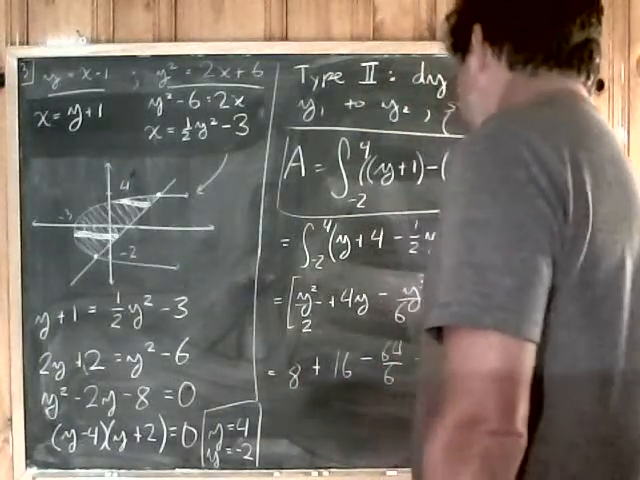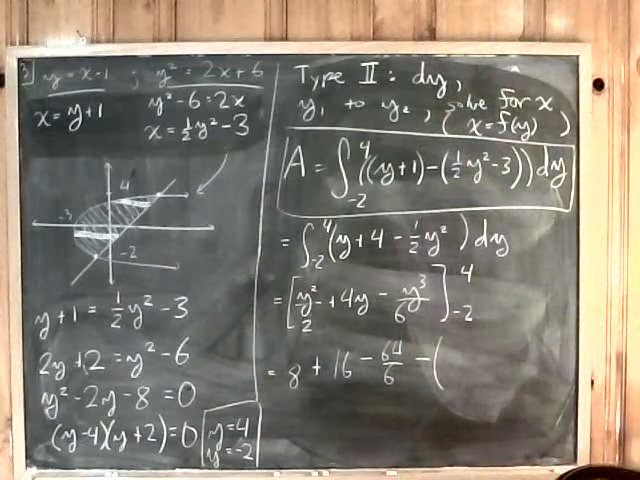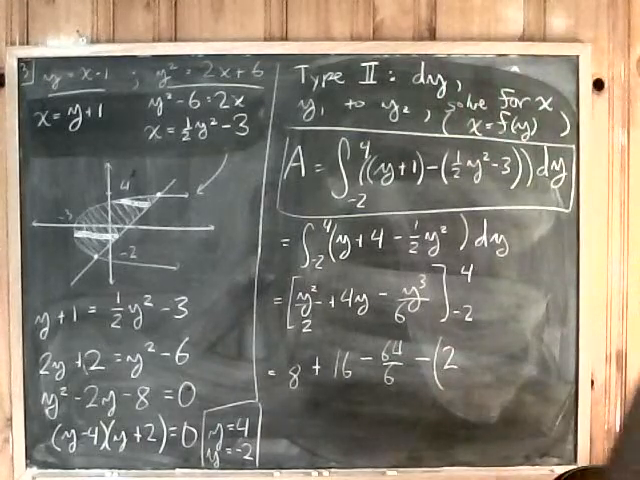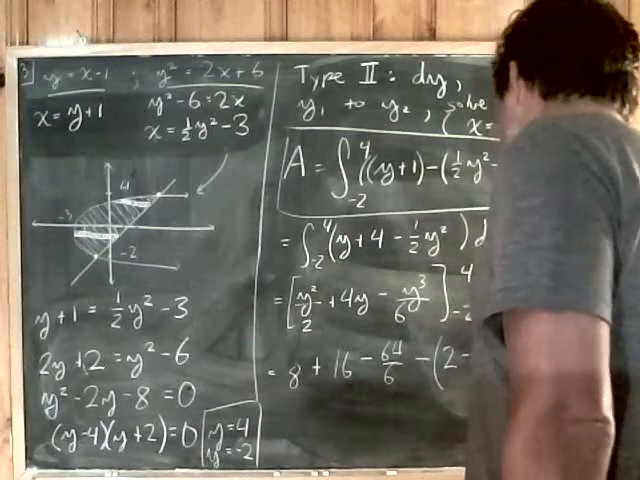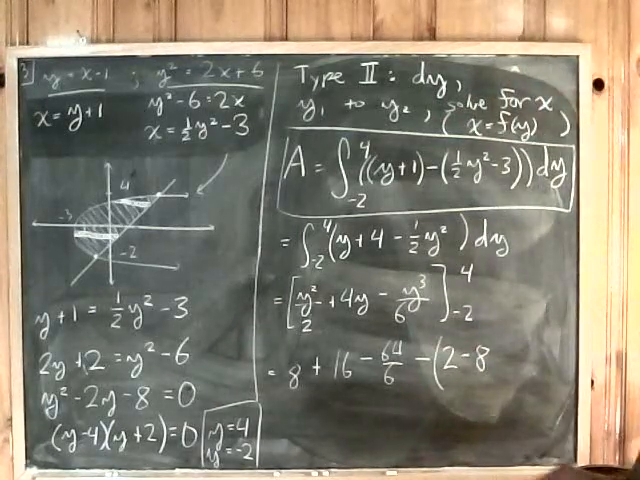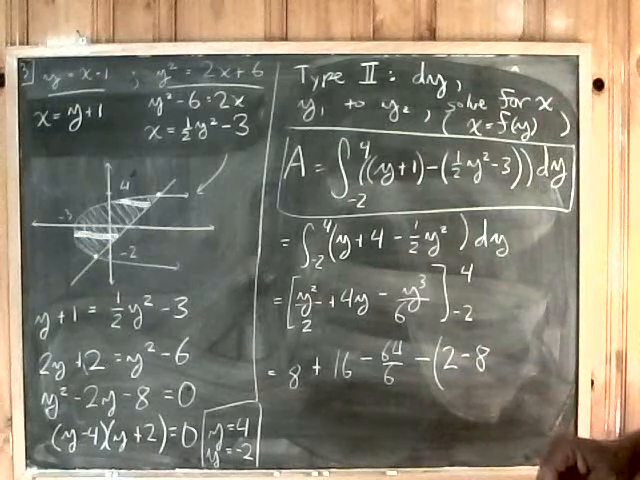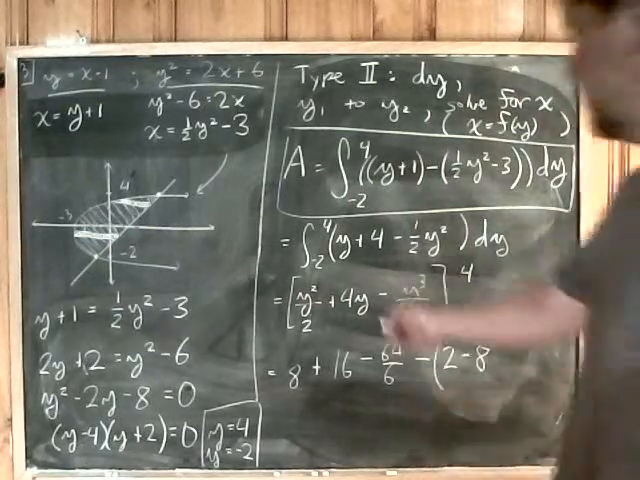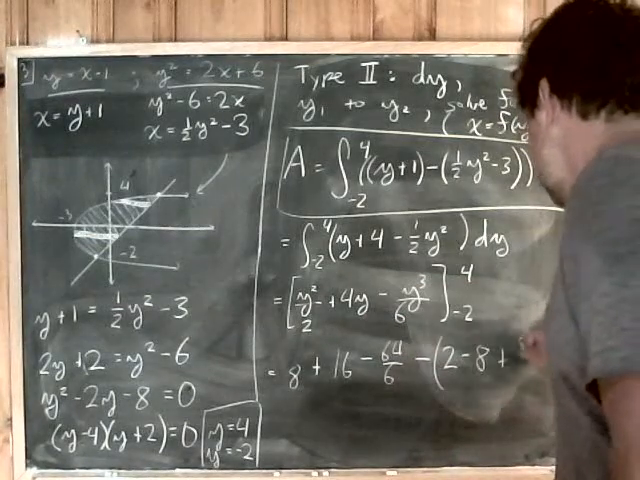And now plugging in the negative 2, I get 4 over 2, which is 2. I get minus 8. And I get a double negative, because 8 over 6, but negative 2 goes in, there's a negative, so plus 8 over 6.